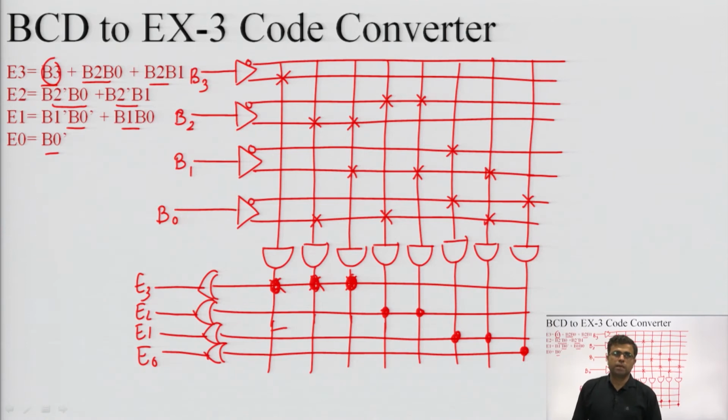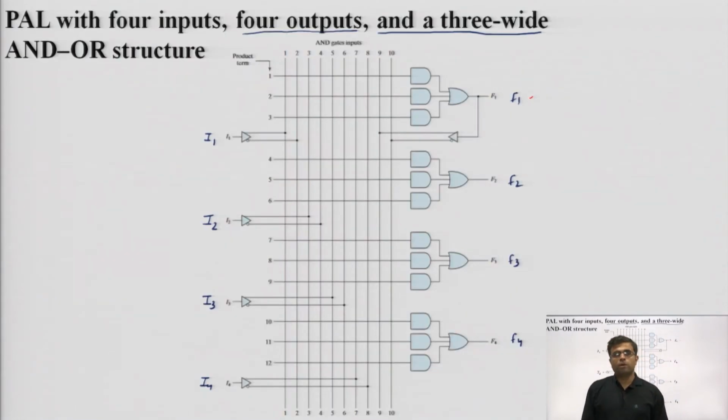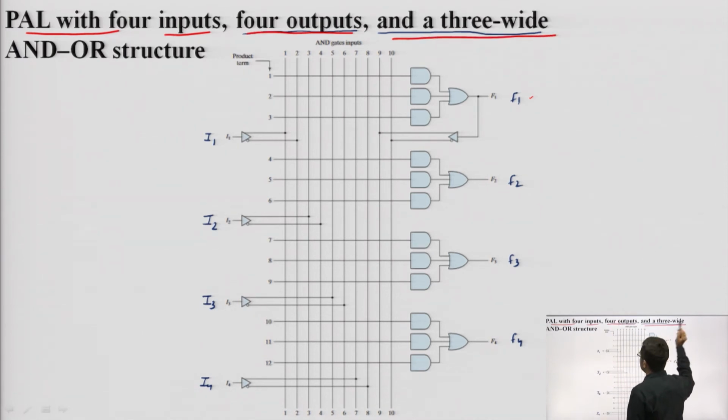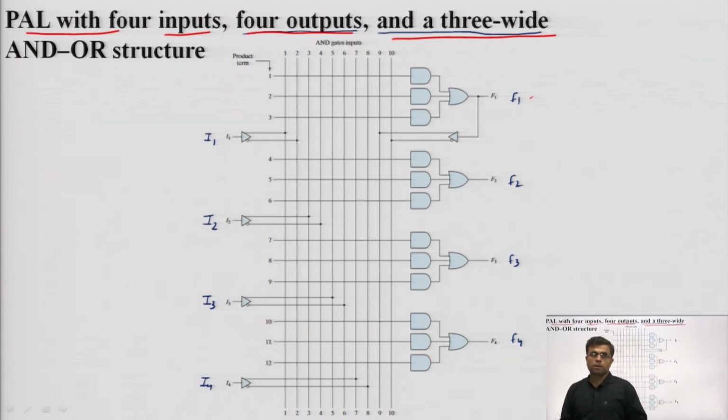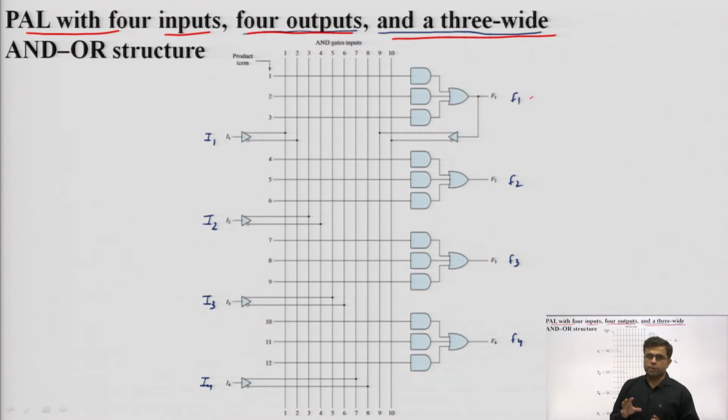So in this way we can design any basic circuit such as the BCD to XS3 converter. Now, when the examiner says you have to implement this with a PAL which has 4 inputs, 4 outputs and a 3 wide AND-OR structure, that means this structure is provided to you. Although the probability is low that the examiner will ask, we should be able to interpret how it can be done. So 4 inputs are there: I1, I2, I3, I4.